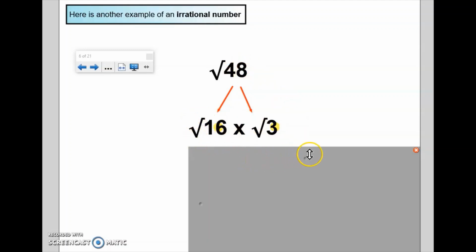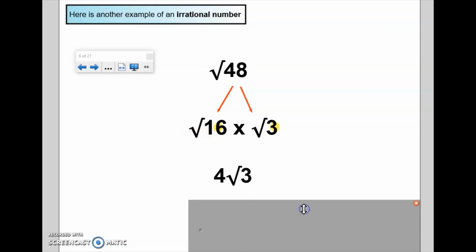16 is my square number, which simplifies down to 4 root 3. I started with a 48 under the root sign. I ended up with a 3 under the root sign. So this is my simplified surd.